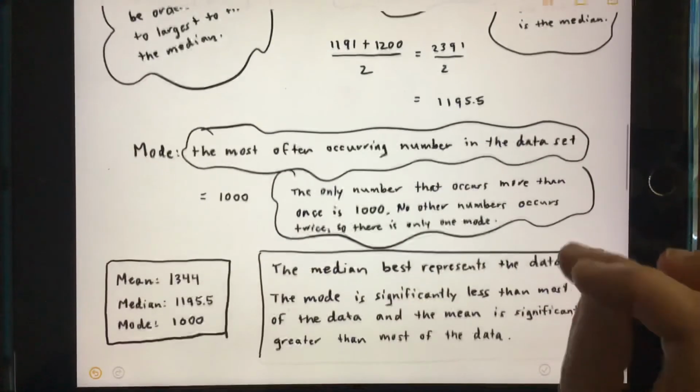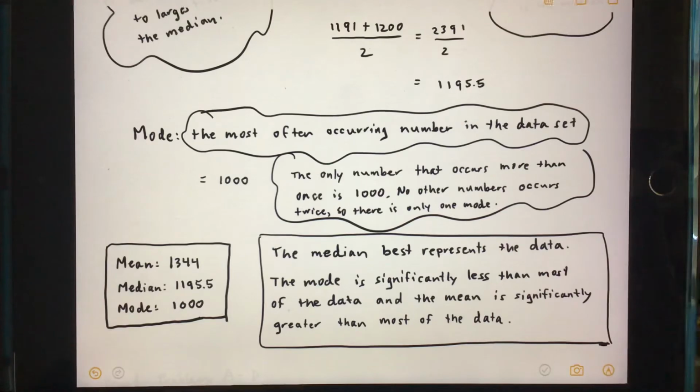All right, mode. The mode is the most often occurring number in a data set. And if you only have the numbers in your data set appearing once, there are never any repeats, and there would be no mode. Well, in this case, we only have one number that occurs more than once, and that's 1,000. It occurs twice. No other numbers occur twice, so therefore 1,000 is the mode.